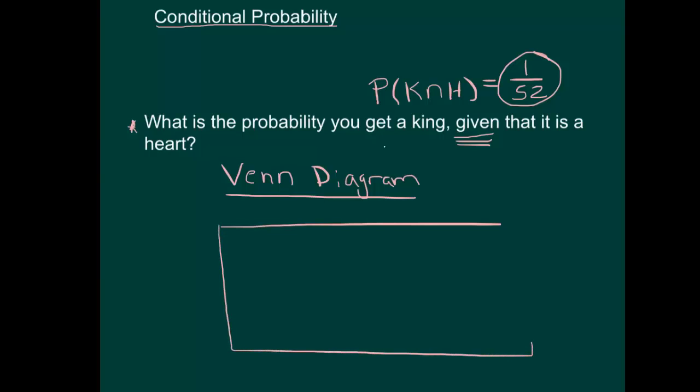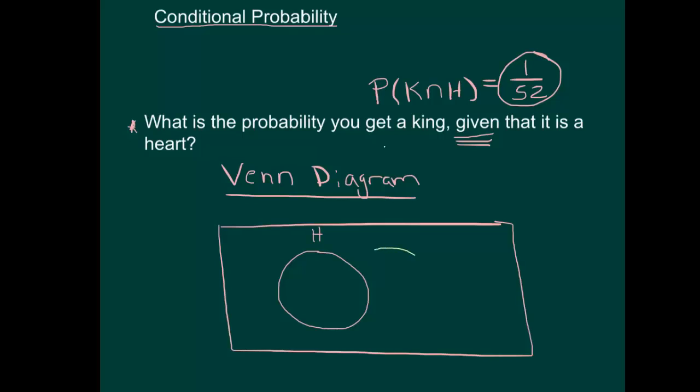It's often drawn inside of a rectangle. That rectangle represents everything that can possibly happen in this situation, all the possible outcomes when you're picking a card from a deck of 52 cards. And in our situation, we're concerned about hearts and kings. So I'm going to let this circle represent the probability of getting a heart, and I'm going to let this yellow ring represent the probability of getting a king.